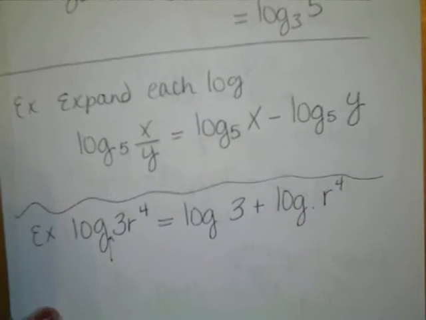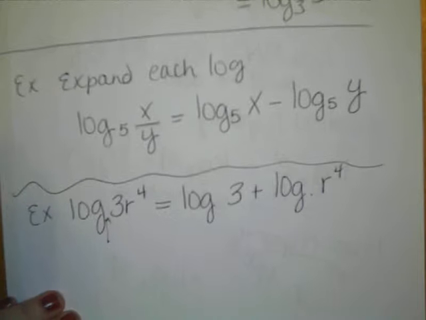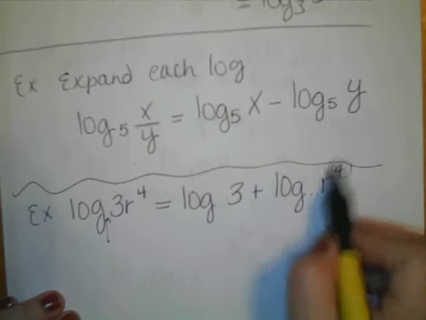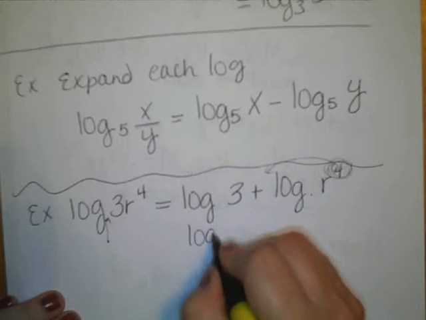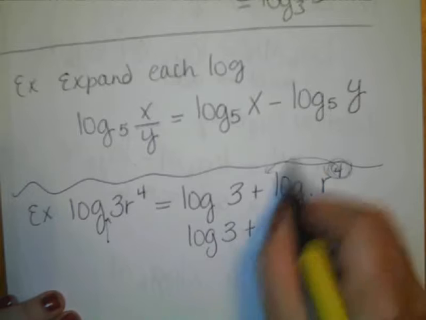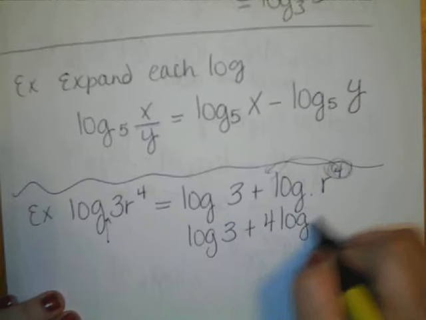No. We have an exponent here. That power rule tells me I get to bring the exponent out front. So I keep this one the same, and I bring this exponent out front. And then I am done. I've taken it as far as I can take it.